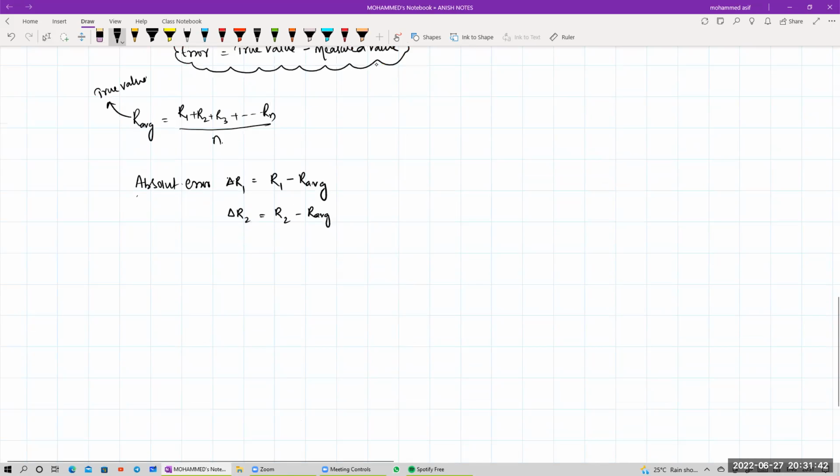In the same way, third absolute error: delta R3 will be equal to the third reading minus the true value. We continue like this till we get an average value, that means up to your Rn value.